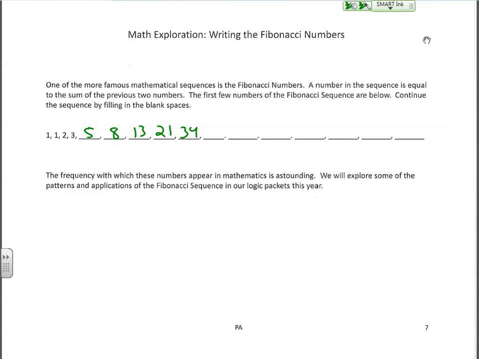And your job, your only job for this packet, our introduction to the Fibonacci sequence, is to continue filling out this sequence, these blanks, until you get to the end. Obviously, the sequence continues on and on, but I think the first dozen or so terms is plenty. Okay?